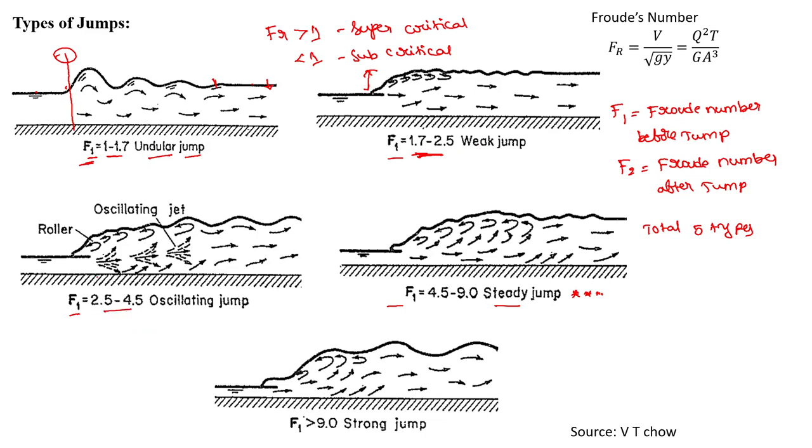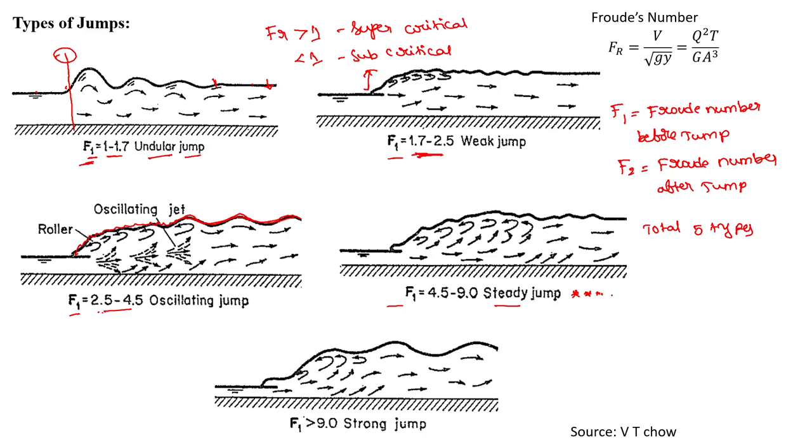So this is an oscillating jump. The jump won't be steady. It will oscillate along the downstream, and the oscillation propagates towards the downstream. This is not good for the channel lining. If the oscillating jump takes place, these oscillations may damage the channel lining. The oscillating jump takes place when the Froude number is 2.5 to 4.5.